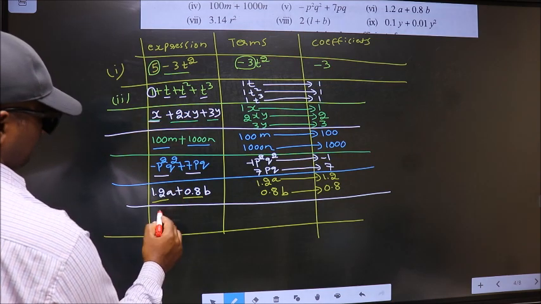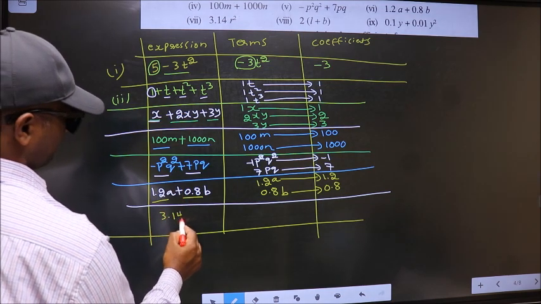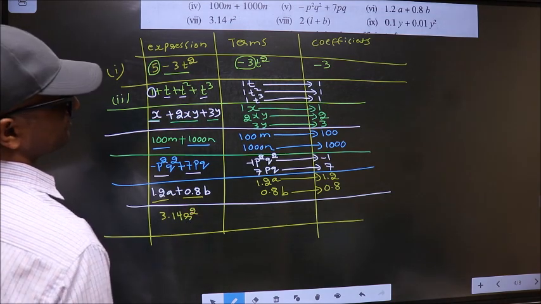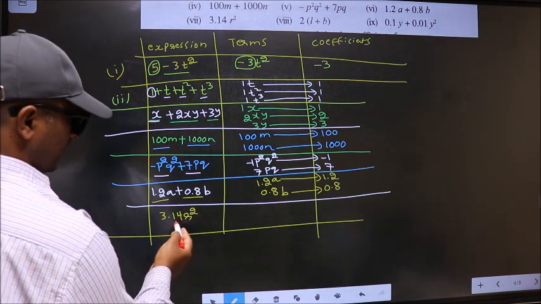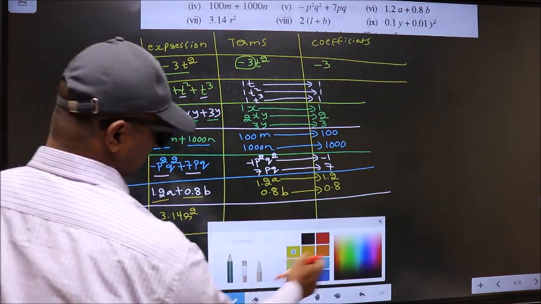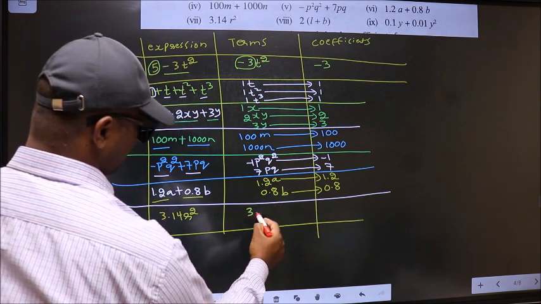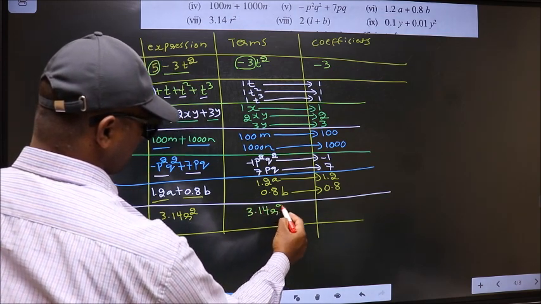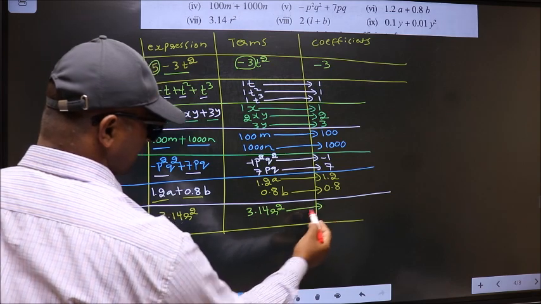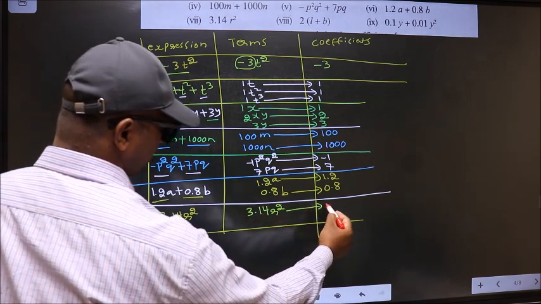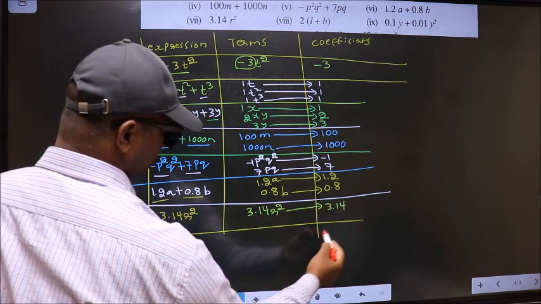Next is 3.14 r square. In this we have only one term, so write only that, 3.14 r square. And the coefficient is the number before the letter, that is 3.14.